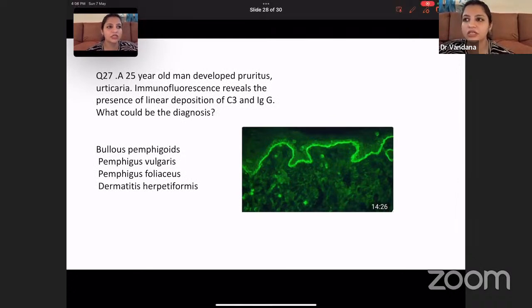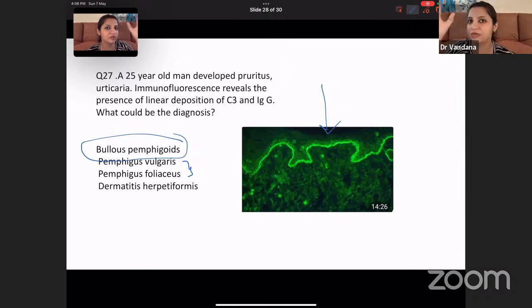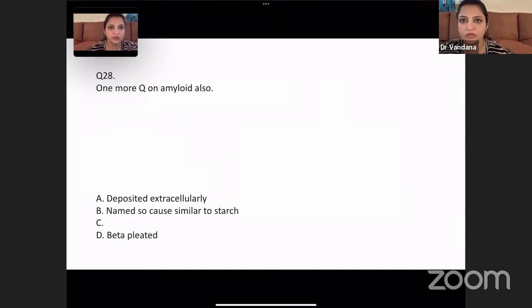Here a linear immunofluorescence was given. Whenever they give you a linear immunofluorescence, this is very, very typical of bullous pemphigoid. Any pemphigus will give you a fishnet pattern, and in dermatitis herpetiformis only the tips will show the pattern, and usually that is IgA. So bullous pemphigoid is the typical linear pattern.